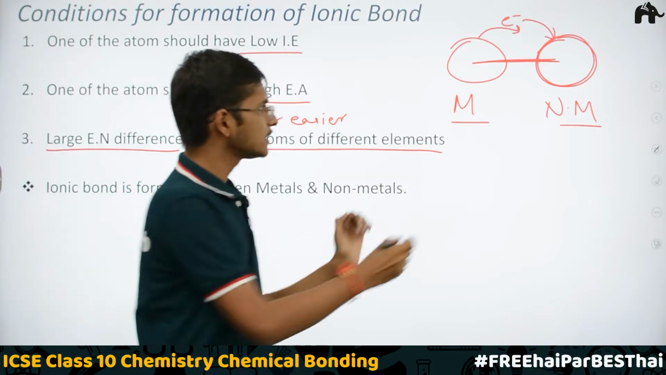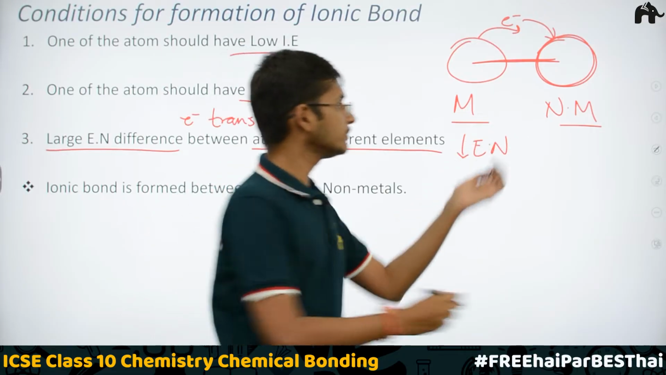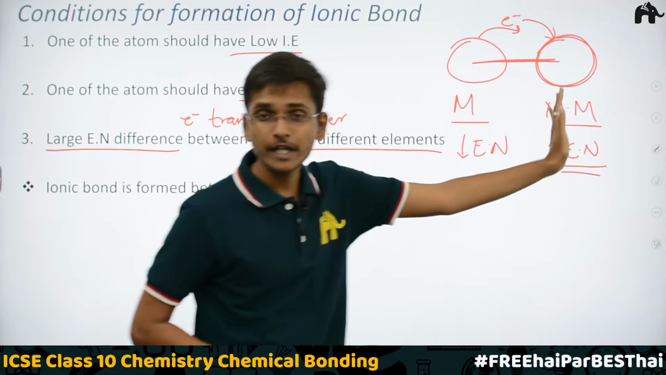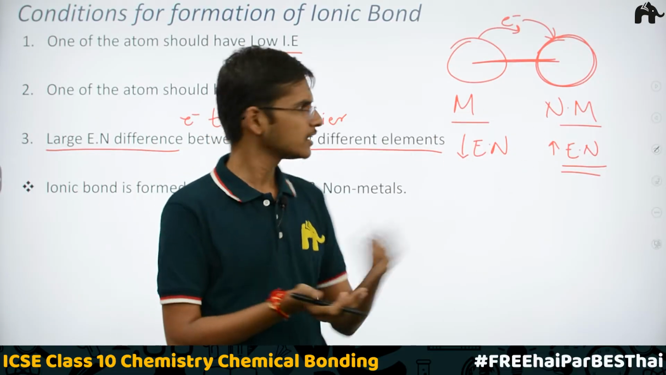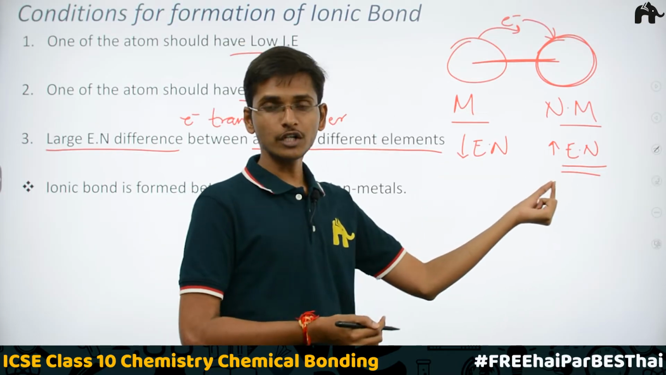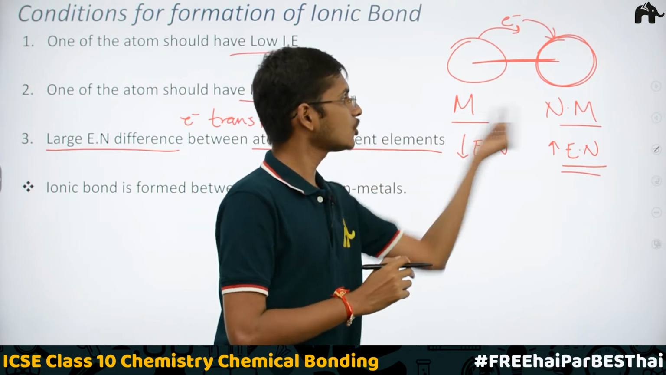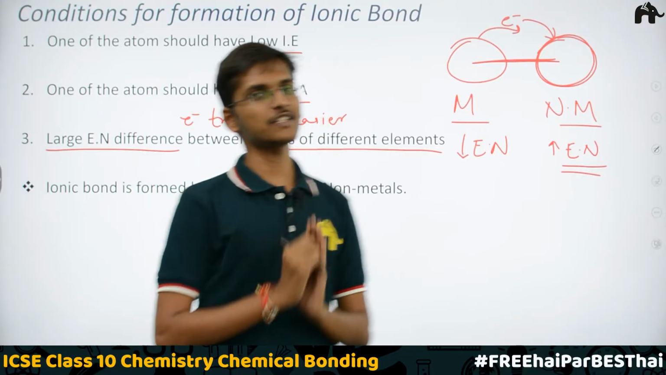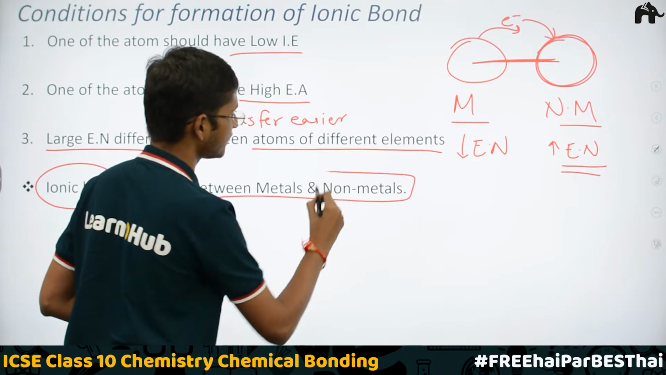And the third condition: the atoms of different elements should have a large electronegativity difference. So we all know that metals have very low electronegativity, while non-metals have very high electronegativity, right? That's why we call non-metals electronegative elements, and we call metals electropositive, the opposite of electronegative. So the electronegativity difference between metal and non-metal would definitely be very large, and that's the reason ionic bonds are formed between metals and non-metals.